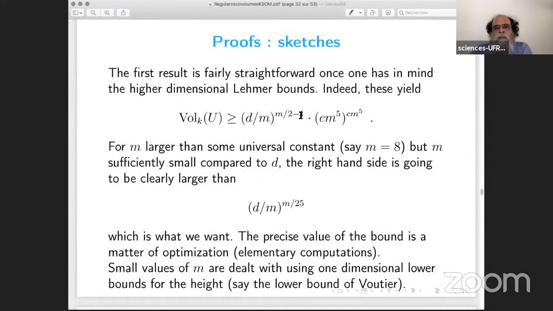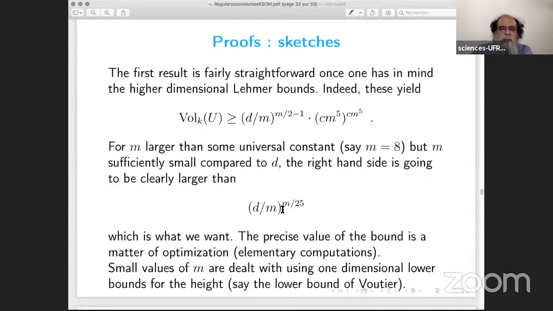And the 1 over d, you put it here, you get a -1, and you get some error term that depends only on n. As soon as you see this formula, you see that for large enough m, but small, this m to the power 5 will be much smaller than d to the m. And so it's going to be bigger than that.